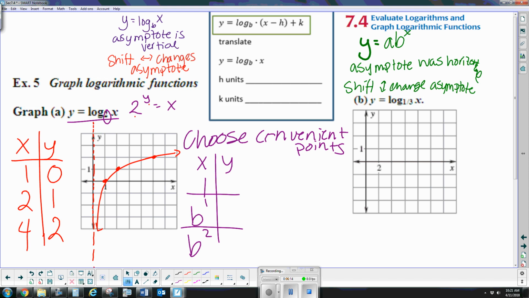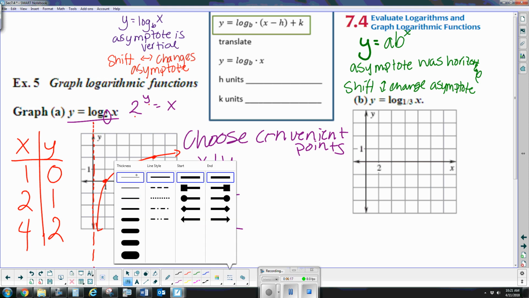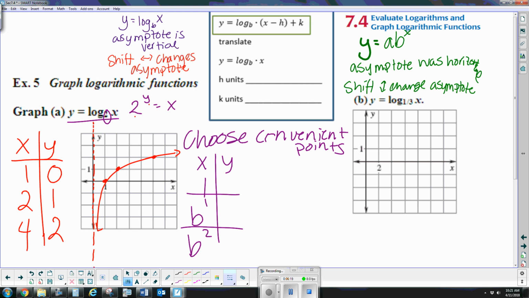All right, now let's look at the second one because this one's a little bit different because the base is between 0 and 1. So we're still going to choose convenient points. But here our convenient points are a little bit different. Still, we're going to choose 1 or 1 over b because it's a fraction. And then we're going to choose also 1 over b squared. Okay, so let's look at what those points are in this particular graph.